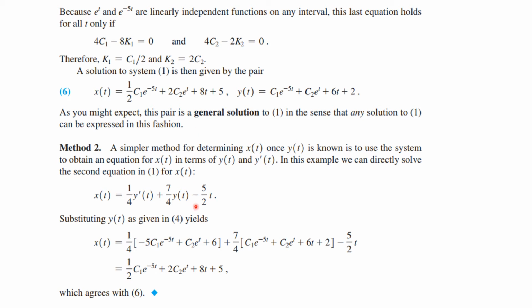Method 2 is simpler. We just observe that once we know what y is, we can obtain an equation for x in terms of y and y prime, and we can solve, and we get this, and we can substitute what we found for y of t in there, and this is the answer that we get for x, which matches up with what we would get the other way.